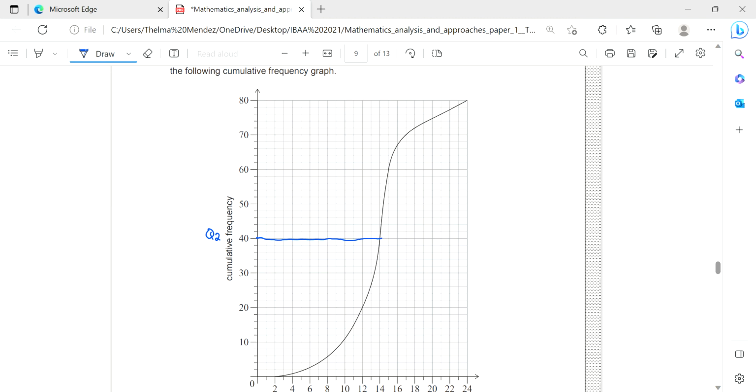So we draw a line here and then find its intersection on the curve. It intersects here, so we find the number of hours corresponding to that. So the answer for letter A is 14 hours.